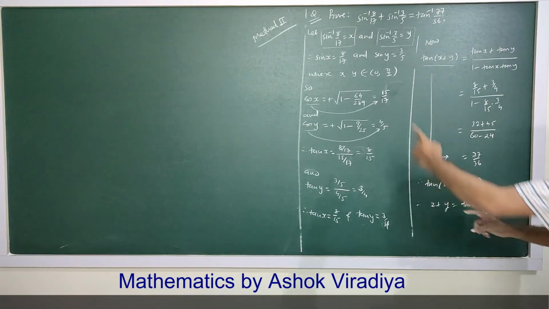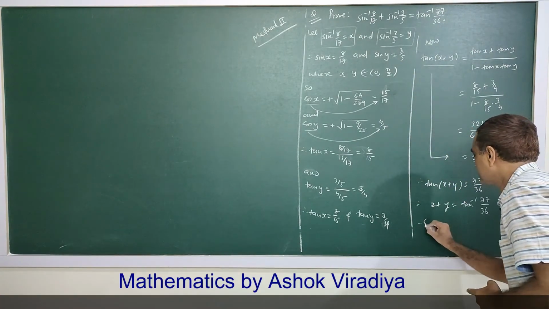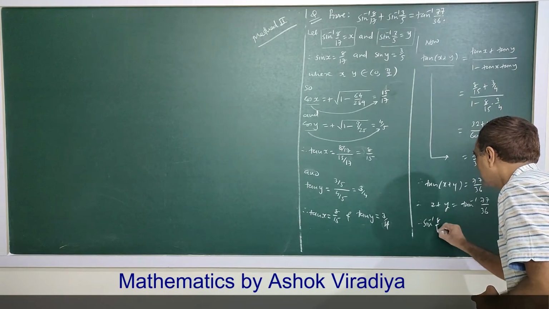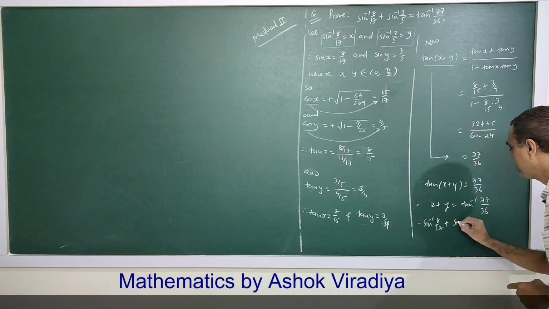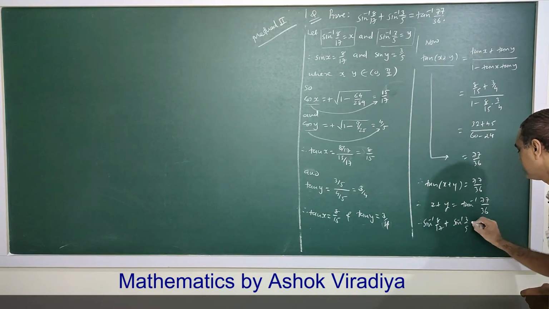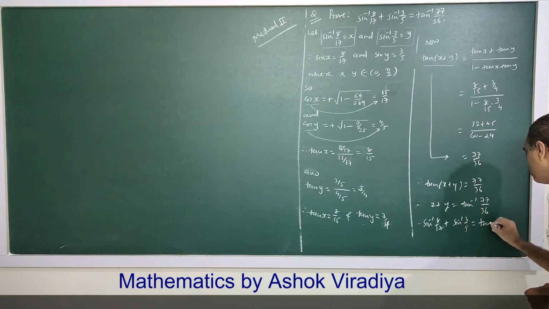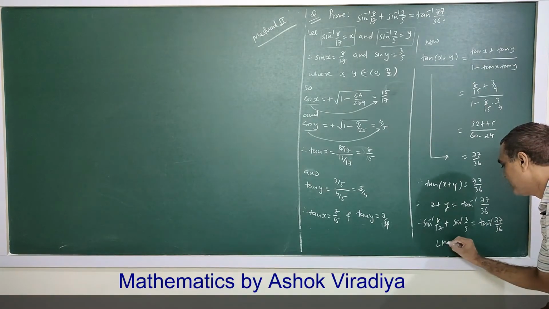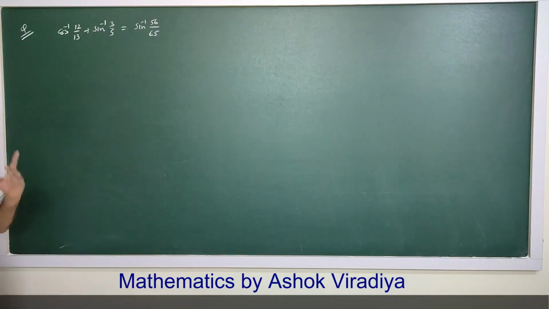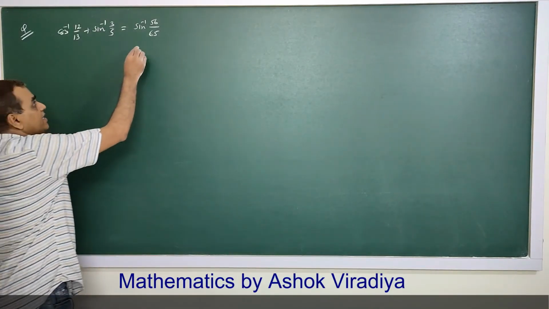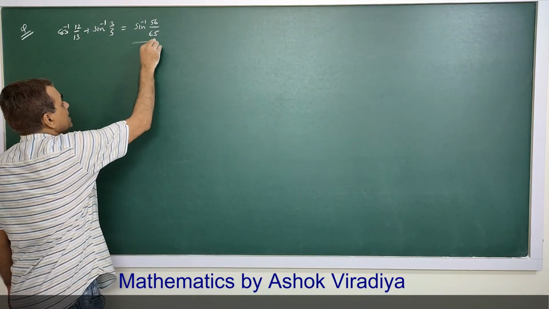And what is x? x is sine inverse 8 by 17. What is y? y is sine inverse 3 by 5. So this is equal to tan inverse 77 by 36. So LHS is equal to RHS. Now here, in the RHS, we want it in terms of sine inverse.